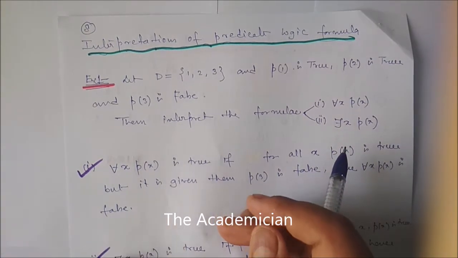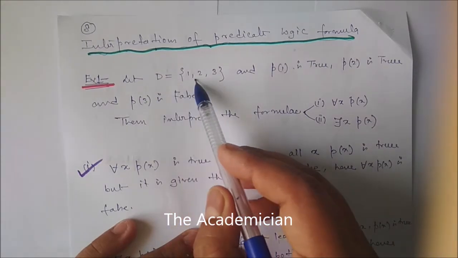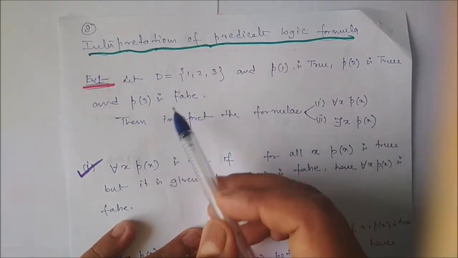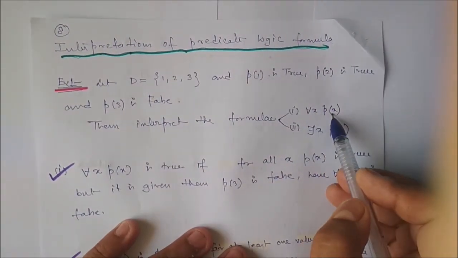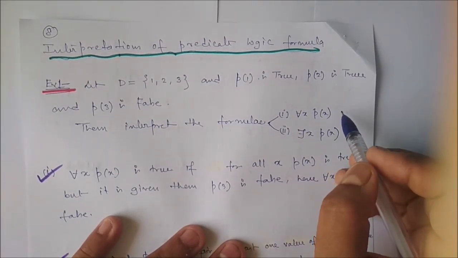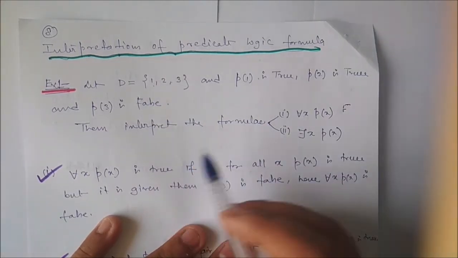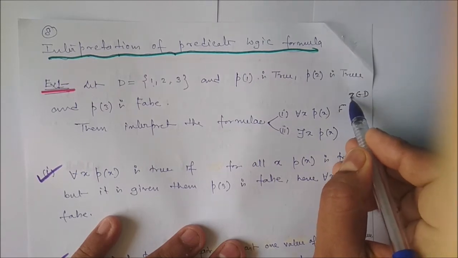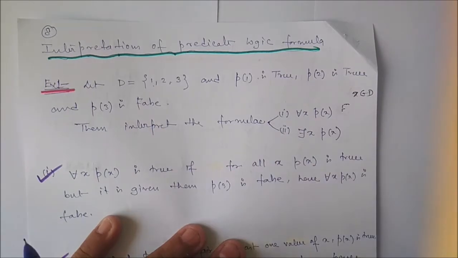Next, interpretation of a predicate logic formula. Let's see an example. Let D equal 1, 2, 3, and P(1) is true, P(2) is true and P(3) is false. Then interpret the formula: for all x, P(x). Is it true or false? Definitely it should be false, because x belongs to D, which is 1, 2, 3. For all x, P(x) is true is not true, because here P(3) is false.